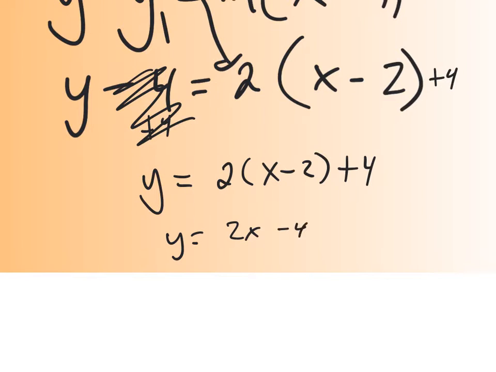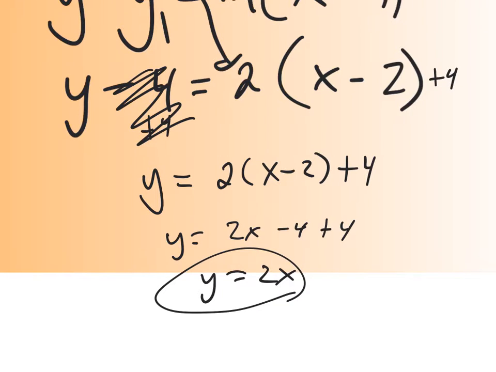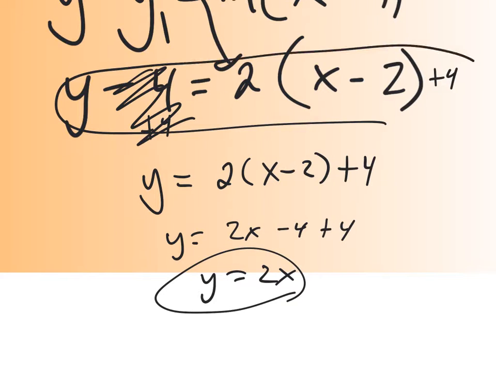2x minus 4 plus 4. Wait a minute. y equals 2x. That's what we got before. So remember how we said if you put in (0, 0), or if you put in the other point, either way you get the same answer. They just look different, but it's the same answer. y equals 2x or this, either one is correct.